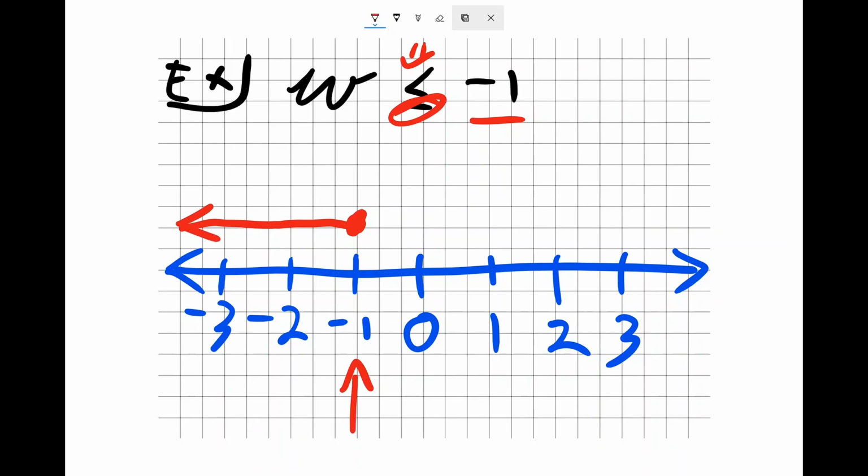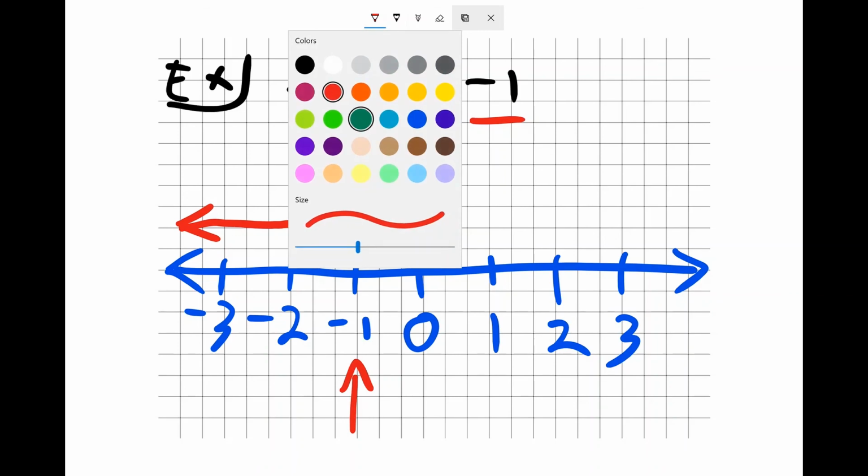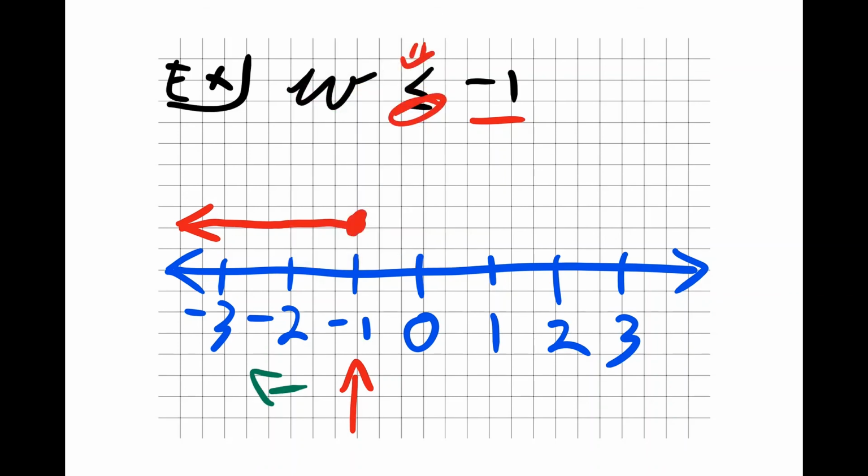Again, if you have any questions regarding whether or not you have graphed it correctly, just plug in any value on either side of your point, whether it's over here or over here, substitute into your inequality, and if it checks out, then you graphed it correctly.